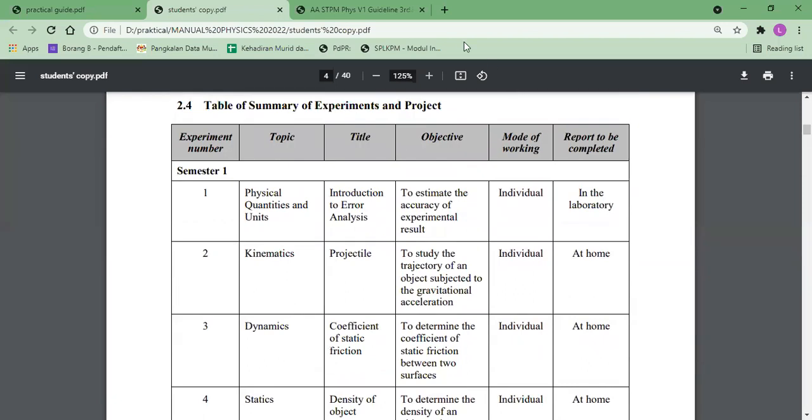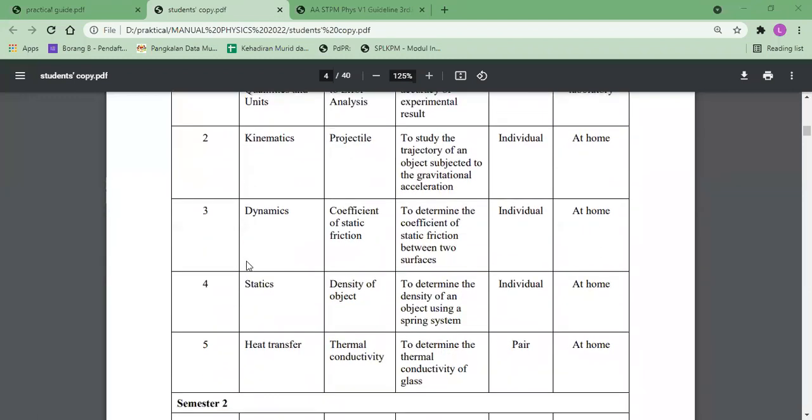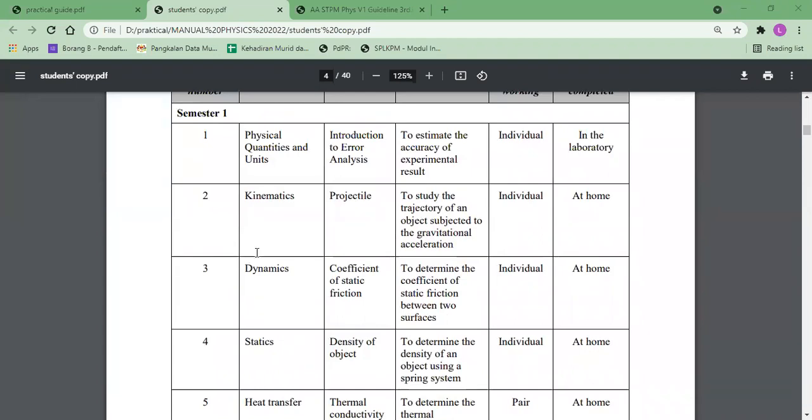What I want you to do now is highlight or circle some of the important experiments. First, circle or highlight experiment number 1.